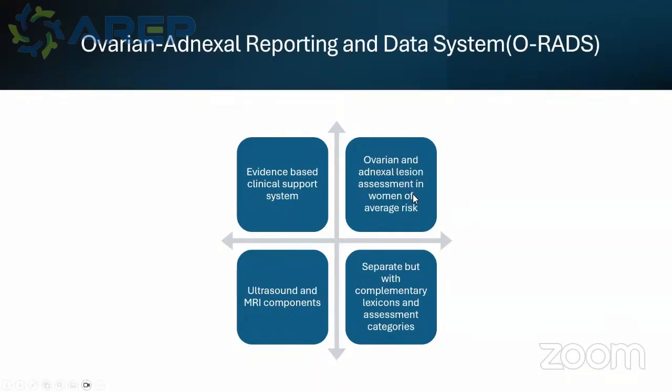So why do we need O-RADS? We know adnexal lesions are commonly encountered in everyday clinical practice, and we need a system to accurately diagnose and stratify the lesions for further management. We apply the O-RADS classification system in women of average risk. We don't include patients presenting with acute symptoms or patients with higher risk, such as germline mutations. The ultrasound and MRI O-RADS systems are separate but have complementary lexicons and assessment categories, which we will be discussing in detail in the following slides.